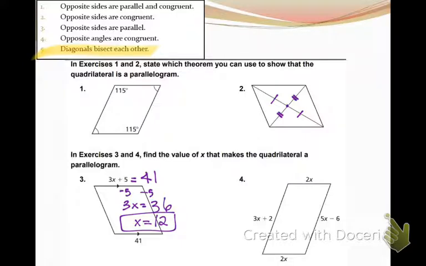Number 4. If we look, I see we have 2x and 2x. They're opposite sides, so they should be equal. Could I set them equal? No, you can't, because it's the same thing. You would subtract 2x and you'd have nothing and it would not make any sense. So you cannot do it this way.